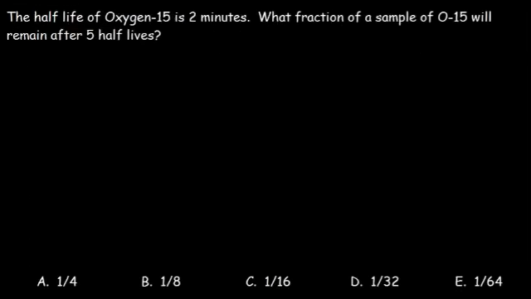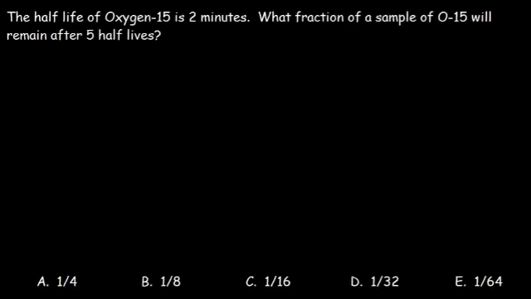Try this problem. The half-life of oxygen-15 is 2 minutes. What fraction of a sample of oxygen-15 will remain after 5 half-lives? So how can we do this problem? We have the half-life, we have the number of half-lives, but we don't have the original amount of the sample. We don't know if it's 300 grams, if it's 500, and we don't know the final amount, nor do we know how much it changes by. So how can we find what fraction of a sample will remain after 5 half-lives?